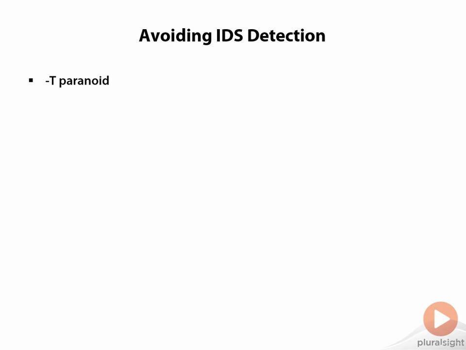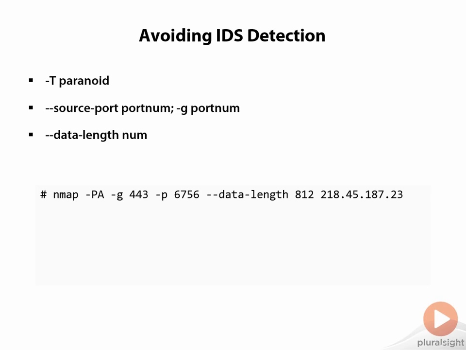Two options that allow you to do that are the --source-port number and the --data-length option, which appends random data to a sent packet. These options could be used together in a host enumeration scan to make your traffic look like it was coming from a secure web server with an encrypted payload.